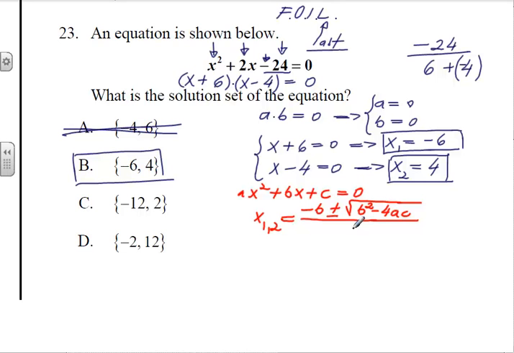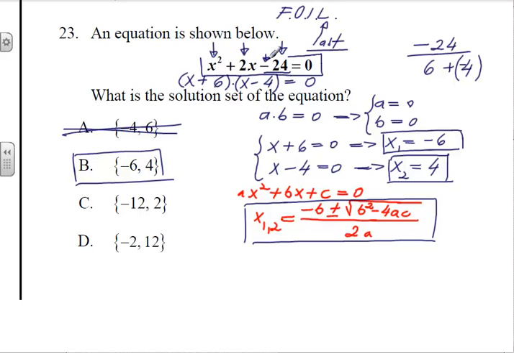And some of the teachers told you, some didn't, but we'll deal with that. Over 2a, right? And this is the quadratic formula for a general quadratic equation. But in this case, we have what? We have x squared plus 2x minus 24. So I have x squared plus 2x minus 24 equals 0.